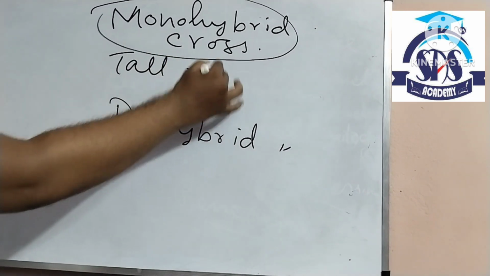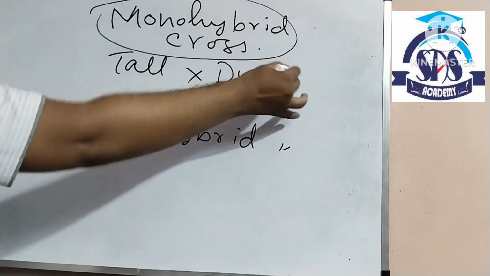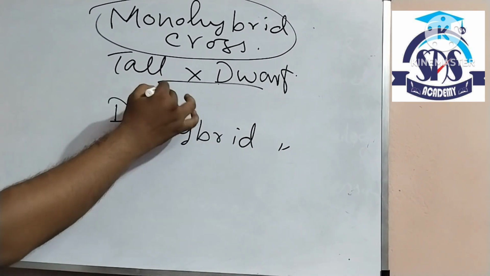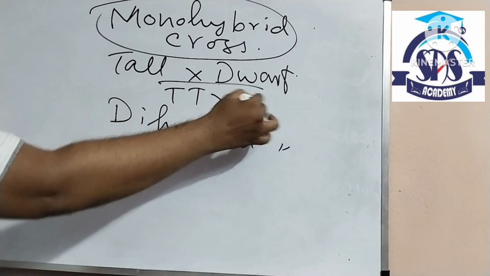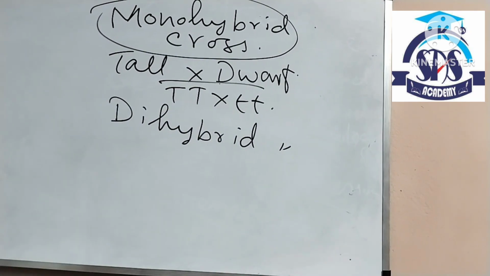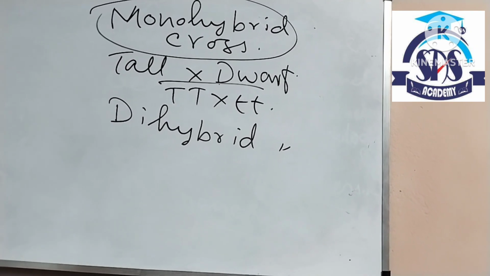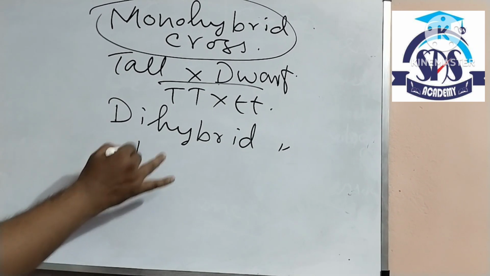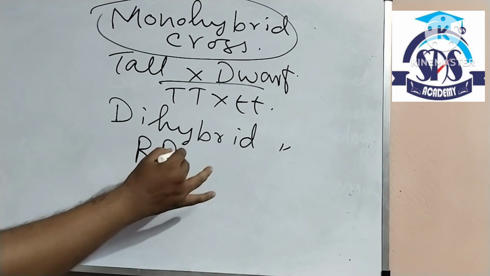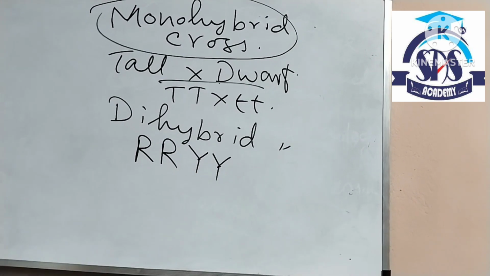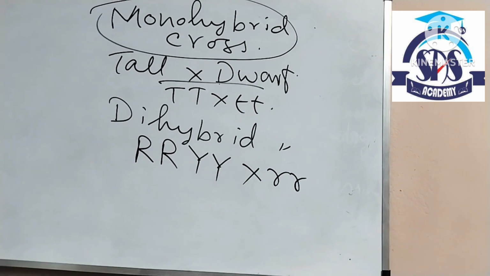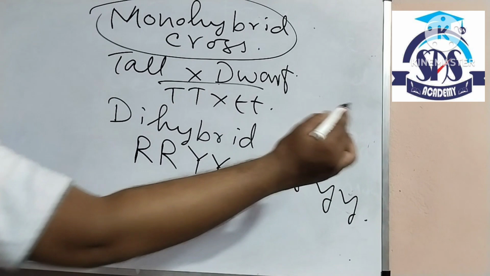tall and dwarf. This is the one pair of traits concerned in this cross, written as capital T and small t. On the other hand, in the dihybrid cross, the two parents are concerned with two pairs of traits, or two characters, that is capital R for round and capital Y for yellow, and small r for wrinkled and small y for green.